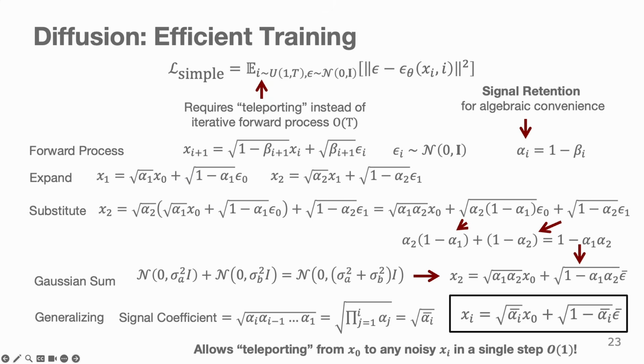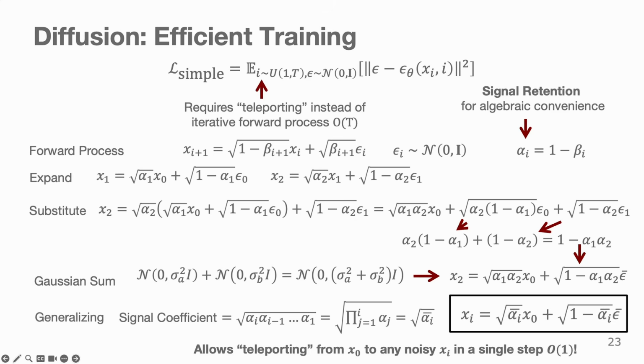All right, so now if you look at the formula to actually compute that loss, there is one small issue, and that is that the formula says that we will need to teleport from our clean data to some arbitrary noisy state without iteratively doing all the previous steps. Let's say 500 steps, which would be O(T) complexity, right?